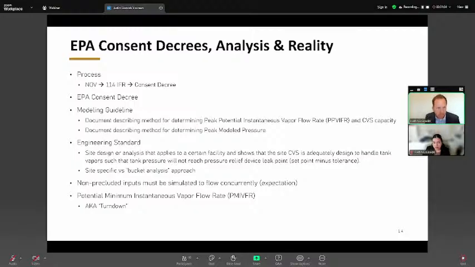So basically, when you're looking at consent decree basis, the EPA really likes us to look at peak potential instantaneous vapor flow rate, so PPIVFR, if you've ever heard that statement, as well as a physical CVS capacity, so how many million standard cubic feet per day, or MMSCFD, a CVS vent system could actually manage. And then also a methodology. For all these consent decrees, the methodologies are determined such that you have to describe exactly what you're doing to the EPA. And through that, that's how we're able to piece together all of these things.